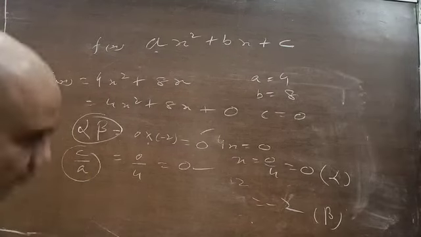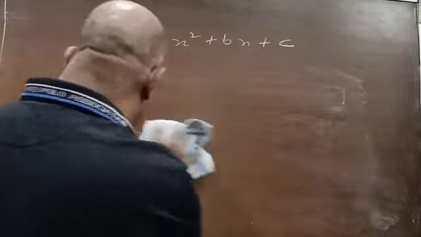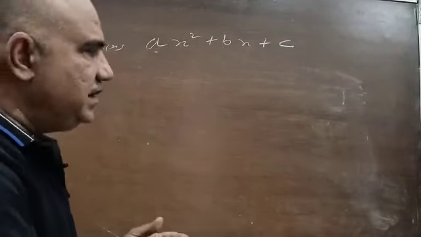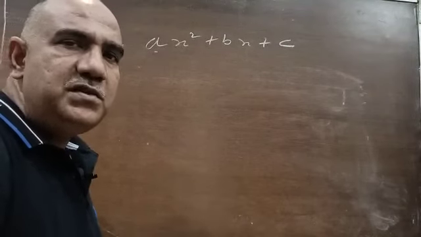So this is more than sufficient for us to say that the sum of the zeros of a quadratic polynomial is undoubtedly minus b upon a and the product of the zeros is equal to c upon a.